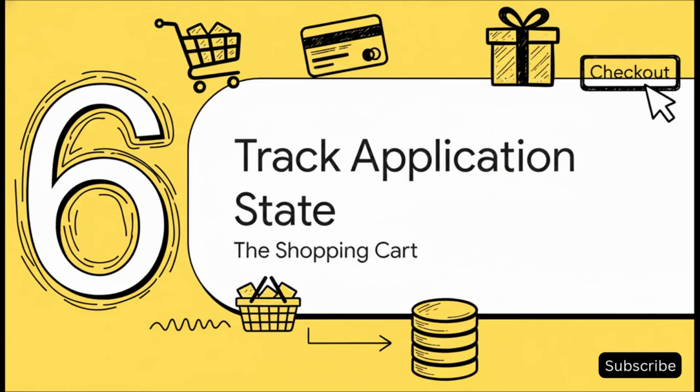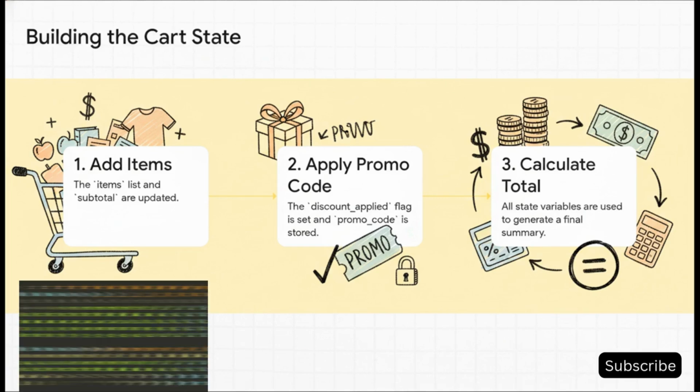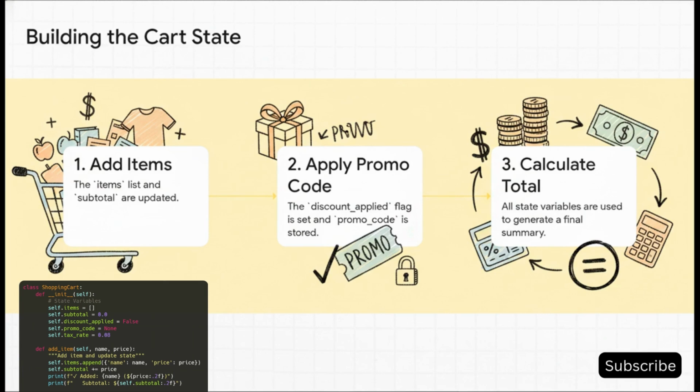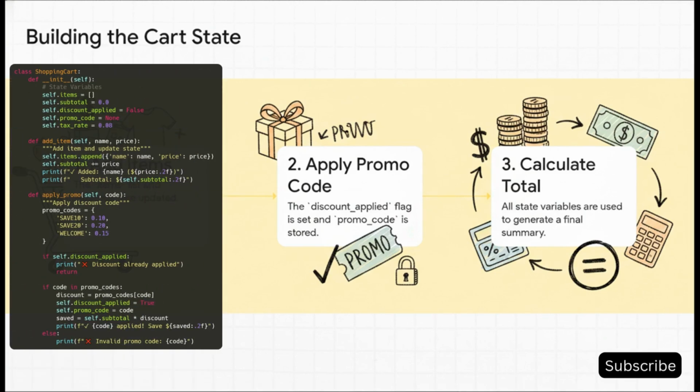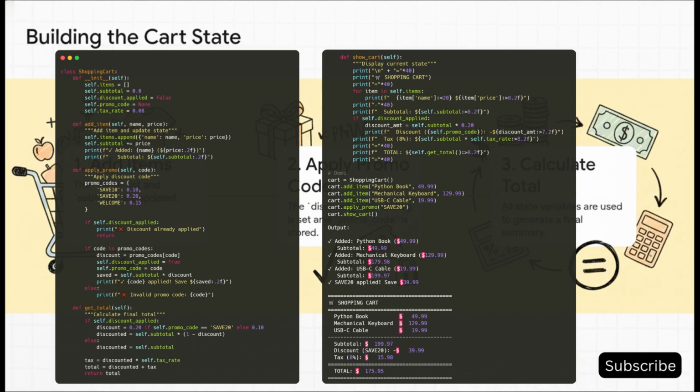And the absolute best way to understand these is with an example literally everyone is familiar with, an e-commerce shopping cart. Think about it. A shopping cart is the perfect example of an object that needs to manage its own internal state. When you, the user, add an item, internal variables like the items list and the subtotal have to get updated. When you apply a promo code, maybe a discount applied flag gets flipped to true, and the promo code itself gets stored somewhere. Every single action you take modifies the internal state of that cart object.